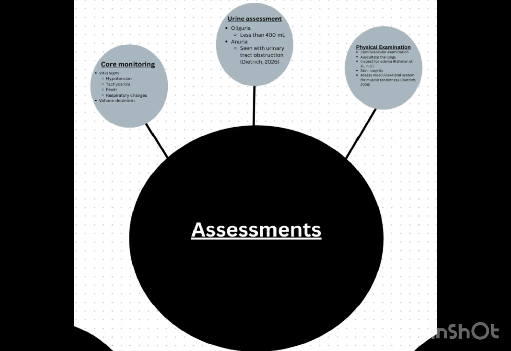We're checking for urine assessment, right? We measure precisely oliguria and anuria. So, hourly or daily urine tracking, it's usually the gold standard for evaluating real-time renal filtration capabilities, and then we check for physical examinations, right?